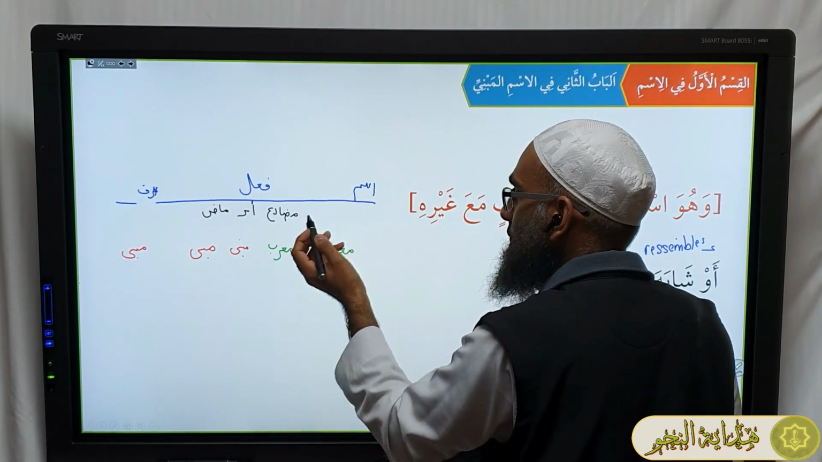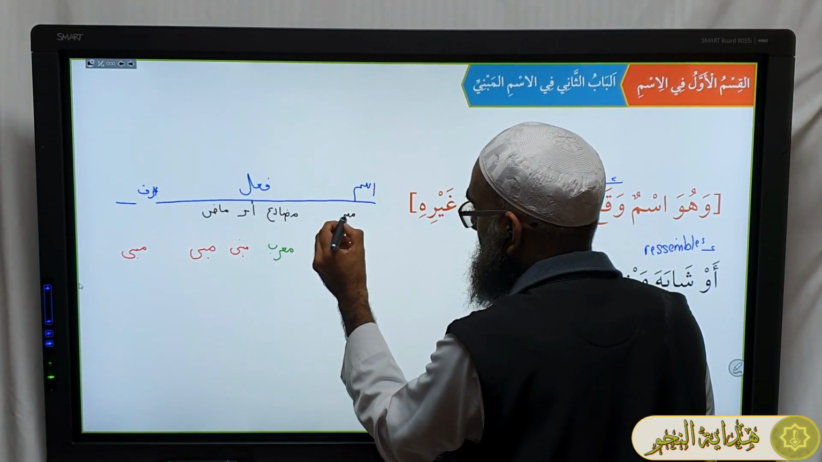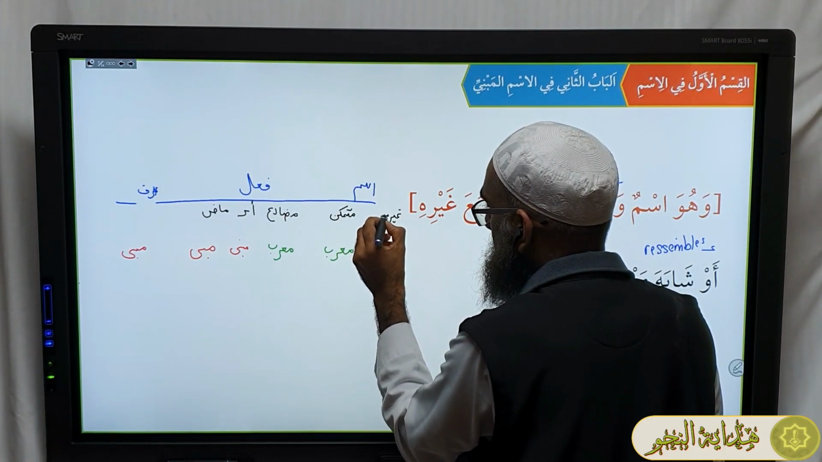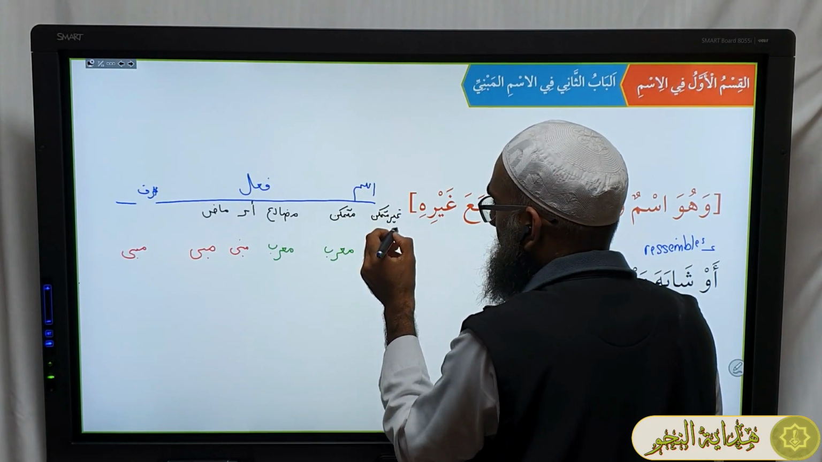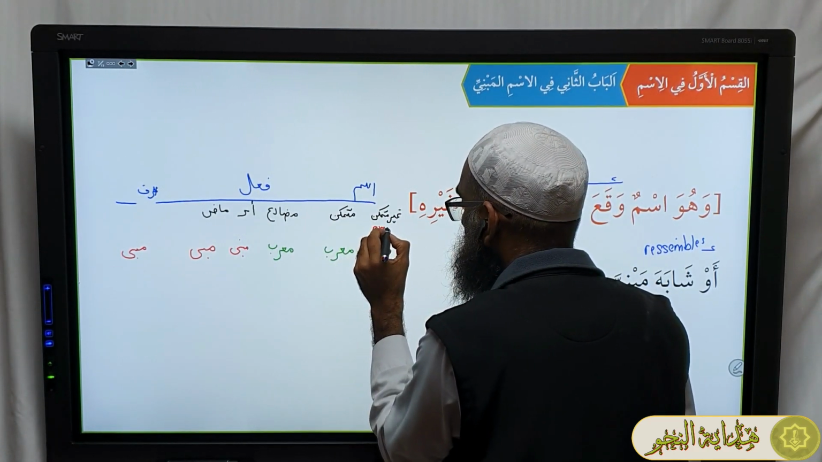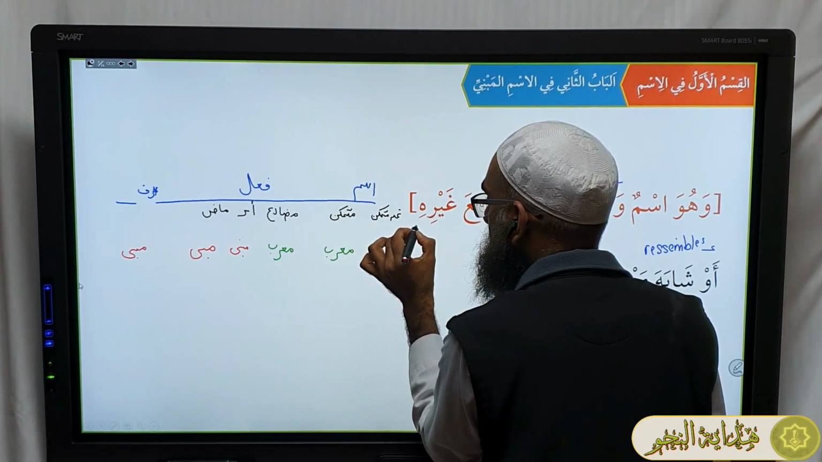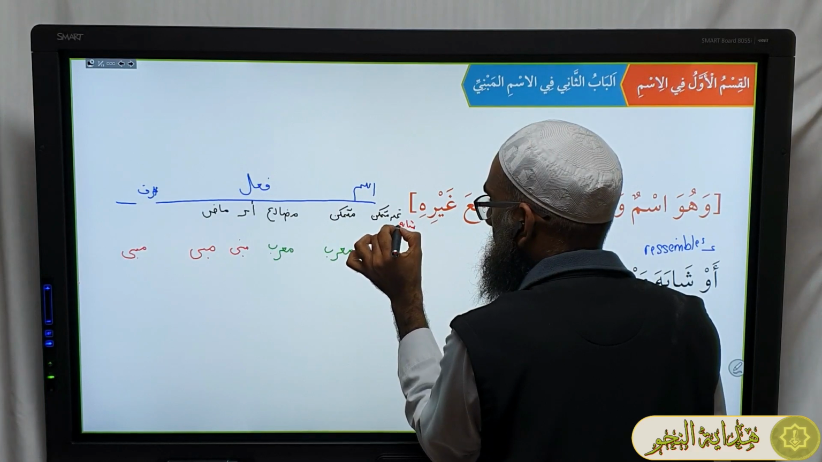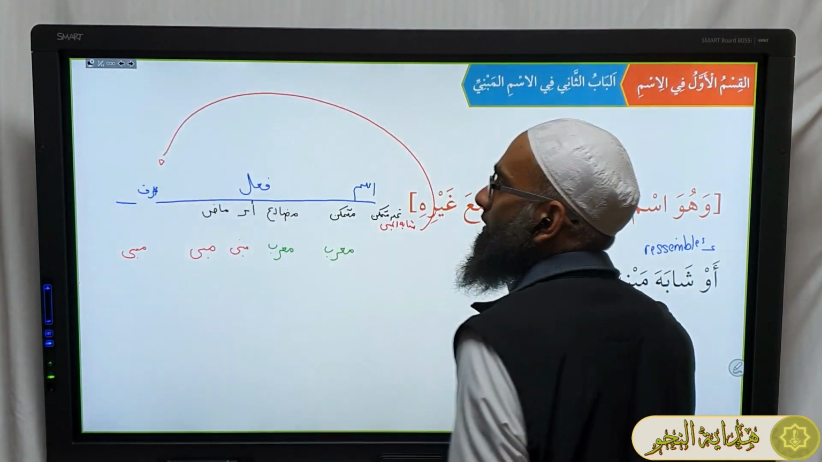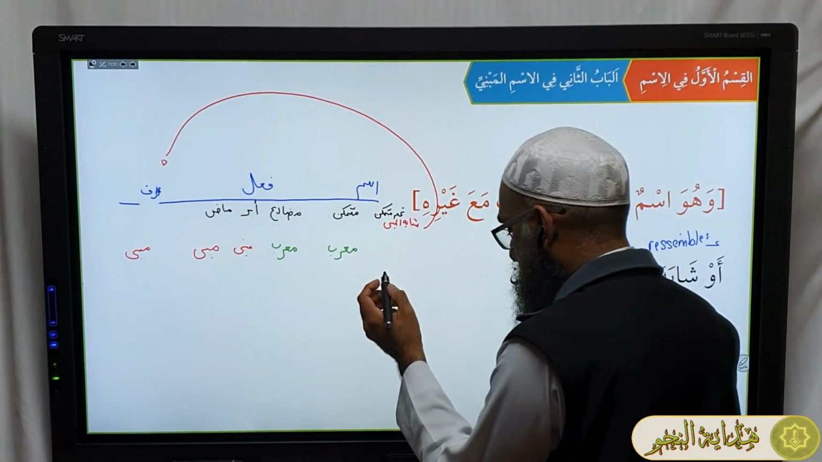Excellent. In ism, you have two types. You have mutamakkin and ghayr mutamakkin. And then this is what? Resembles. Oh, you say here, shabaha al-mabniyya, i.e. it resembles a harf. Al-mabni al-asl is a harf. And then this will also be what? Mabni.